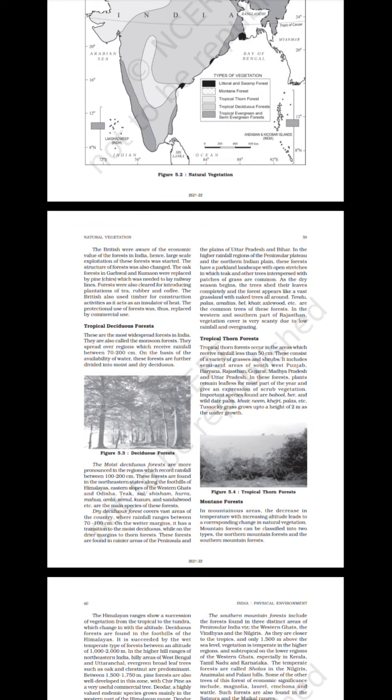Tendupalas, amaltas, bel, kair, axlewood, etc. are the common trees of these forests in the western and southern part of Rajasthan. Vegetation cover is very scanty due to low rainfall and overgrazing.